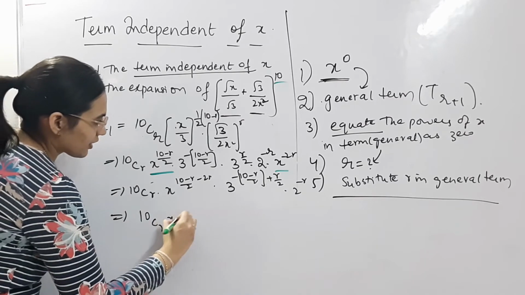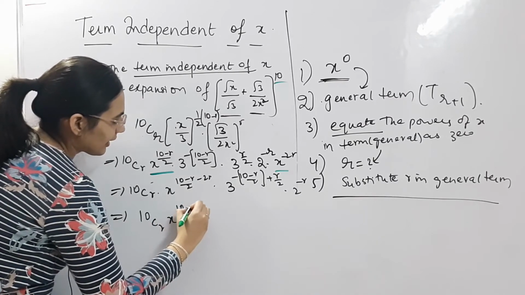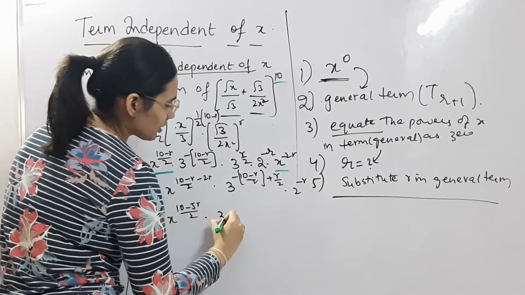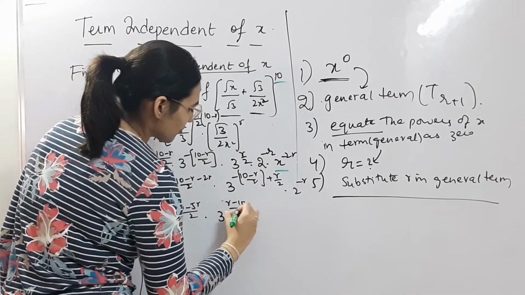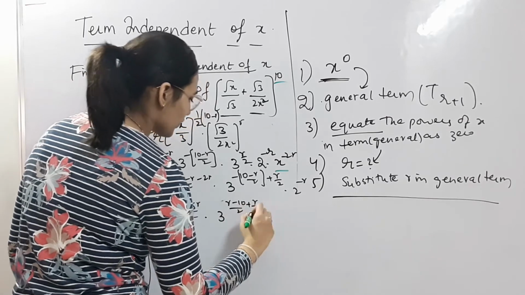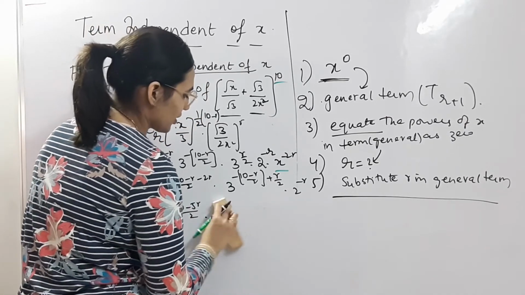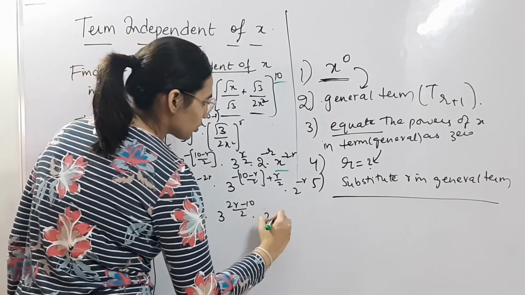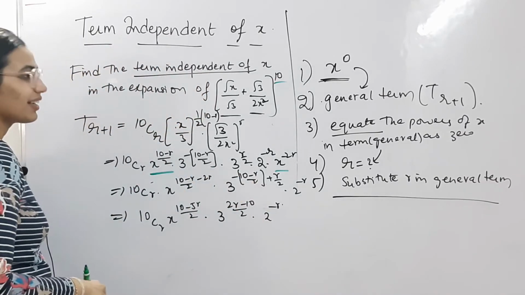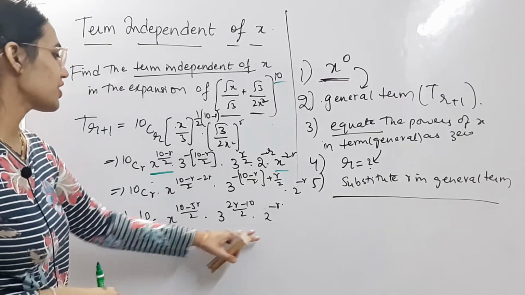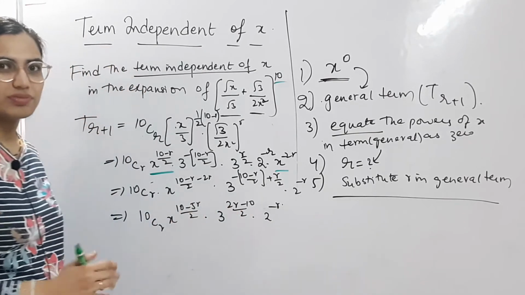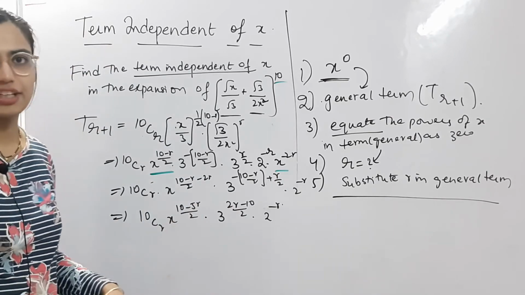10Cr into x to the power of (10 minus 5r) by 2. I'm just simplifying this into 3 to the power of r minus 10 by 2 plus r by 2. So we get what? 2r by 2 minus 10 by 2. So I'll directly write (2r minus 10) by 2 into 2 to the power of minus r. Okay, we know for a fact that we have reached a position where we divided x, 3 and 2. We divided the coefficients and variables separately.